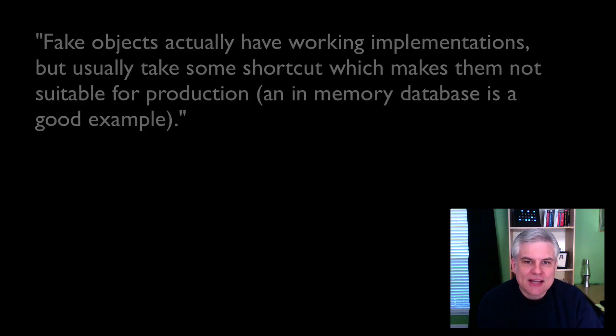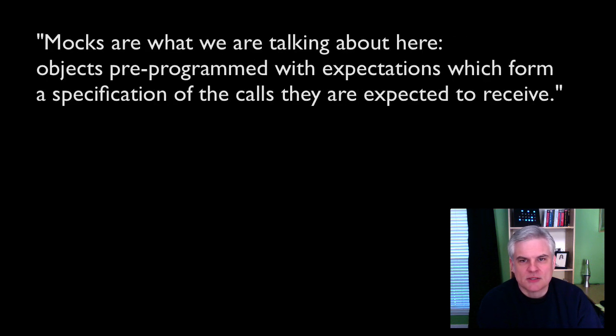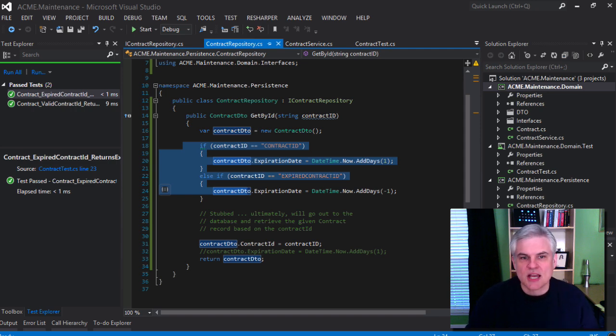And he says that a fake object actually has working implementations, but usually takes some shortcut, which makes them not suitable for production. A mock, on the other hand, is what we're talking about here: objects pre-programmed with expectations, which form a specification of the calls that they're expected to receive. There are subtle distinctions between the two, and honestly, I'm not sure I completely understand the ramifications of them. However, the great thing about FakeItEasy is that you get both sides of this functionality. You don't need to understand the differences. It'll allow you to isolate the exact scenario in your domain code, in this case our domain project that we want to tackle in our method under test.